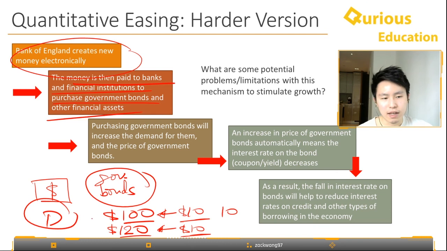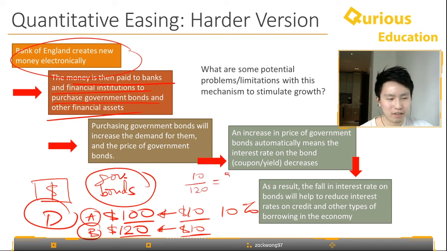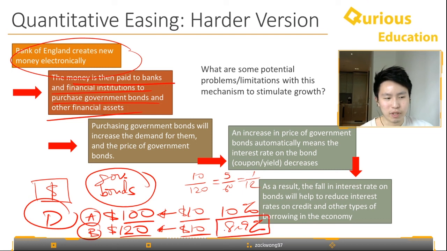So you can see in example A, or bond A, you would still have a 10% interest. Whereas in bond B, after the central bank has bought all of these government bonds and the bond price has increased, the yield, or the interest in terms of percentage you get from the same bond that you own, would actually decrease. So $10 out of 120, how much is that? That's like 5 over 60, 1 over 12, right? So it's like 0.09, like 8 to 9%, something like that. So the interest rate would be smaller.